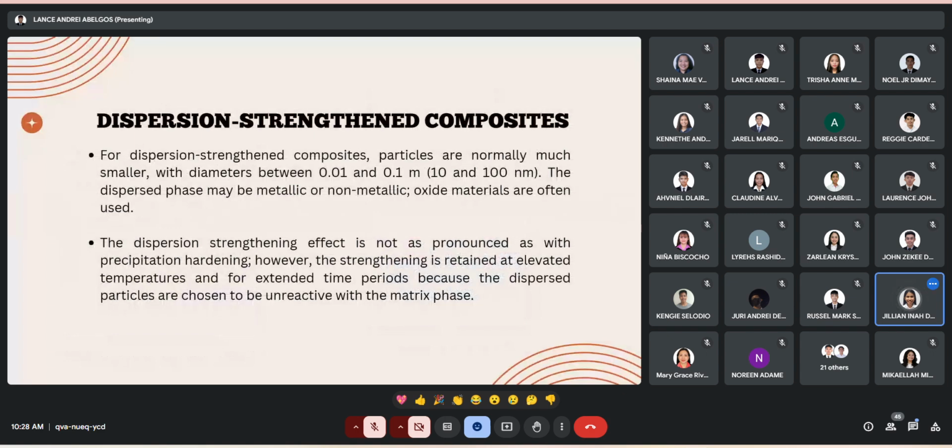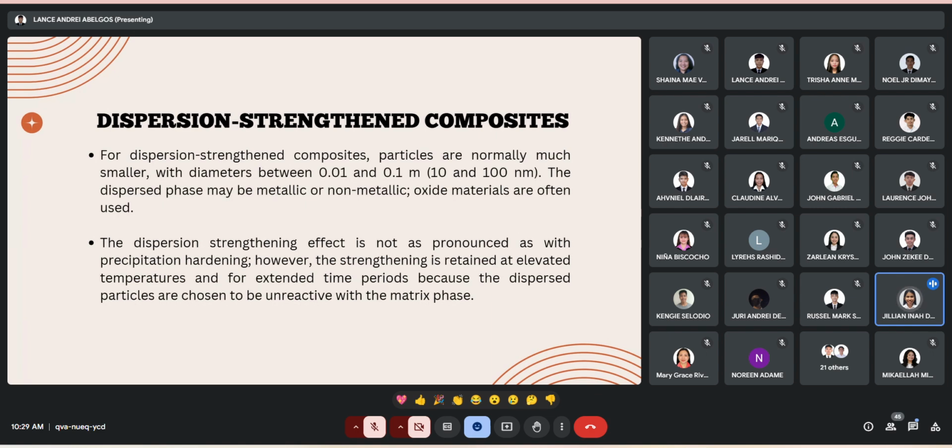The second subclassification of particle reinforced composite is dispersion strengthened composites. For dispersion strengthened composites, particles are normally much smaller, with diameters between 0.01 and 0.1 micrometers, or 10 and 100 nanometers. The dispersed phase may be metallic or non-metallic; oxide materials are often used.